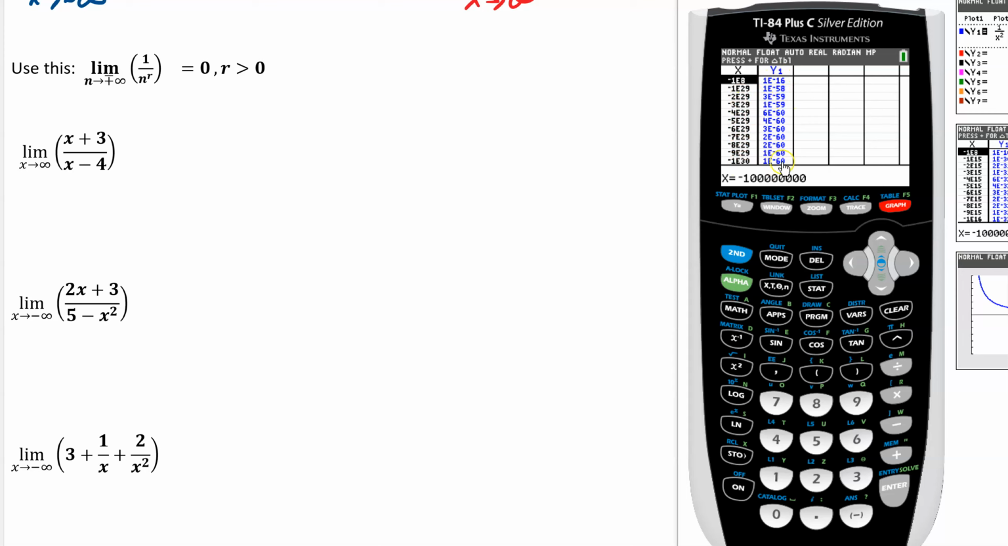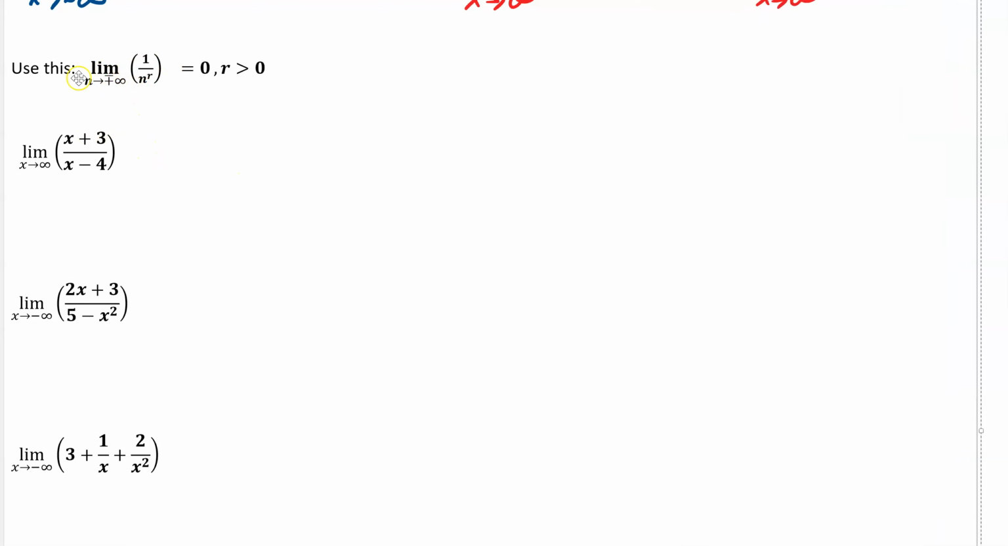Remember, negative 60 means the number of decimal places that we would have past this 1. So we'd have to move over 1 and then 59 more. So that's 59 zeros before we would hit 1. This is approaching 0. So that's what happens here. So we're going to be using this for every single one of these. We want to make these tiny little fractions. And if you can make these tiny little fractions, we can say that those go to 0.